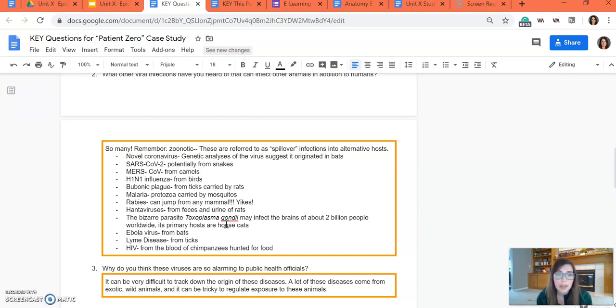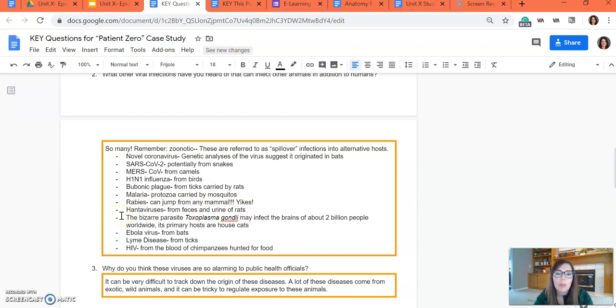The bubonic plague came from ticks carried by rats. Malaria, protozoa carried by mosquitoes. Rabies, this is a fun virus, can jump from any mammal through saliva, open wounds and saliva. There's another group of viruses called hantaviruses, which jump from species to species through fecal matter and urine of rats.